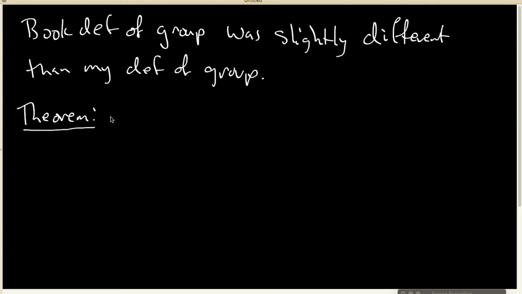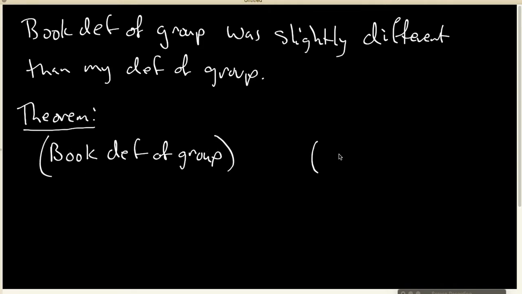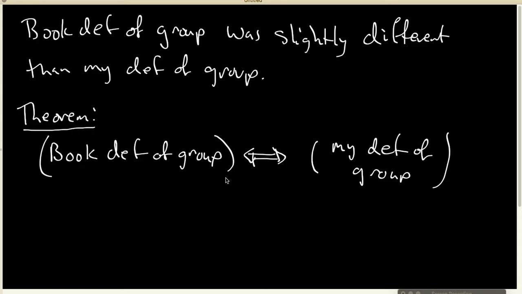And I'm going to state this theorem really informally. But the 5 lemmas allow us to prove that the book's definition of group and my definition of group are logically equivalent to each other. And in order to actually look at why this theorem works, we really need to look at the book's definition of group and my definition of group, and we need to see them side by side. And I have that on the next panel.